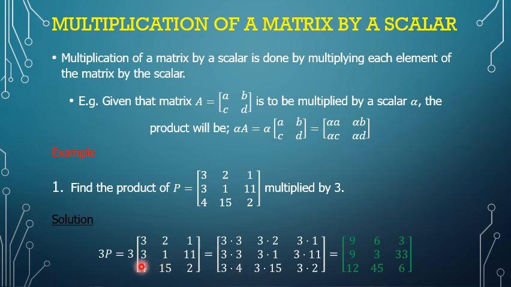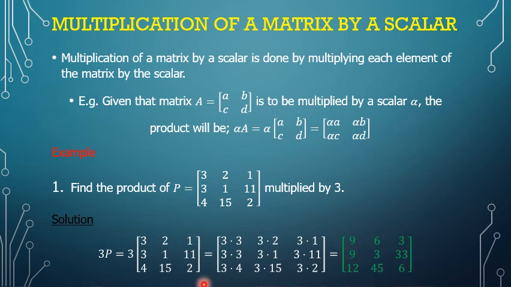For the second row, it will be 3 times 3, you get 9. 3 times 1, you get 3. And then 3 times 11, you get 33. It gives you the second row of the answer. Now the third row will be 3 times 4 is 12. 3 times 15 is 45. 3 times 2, you get 6. Now you end up with a 3 by 3 matrix.